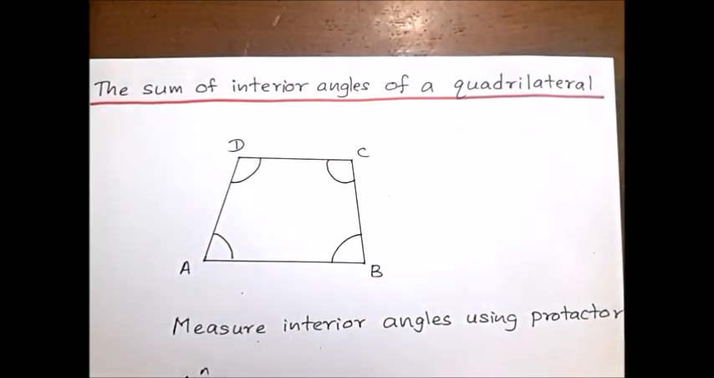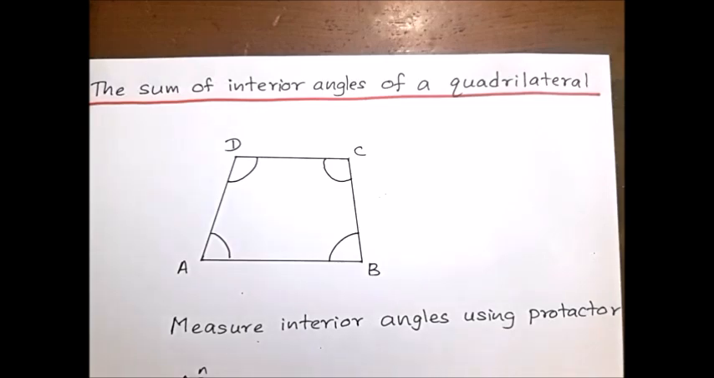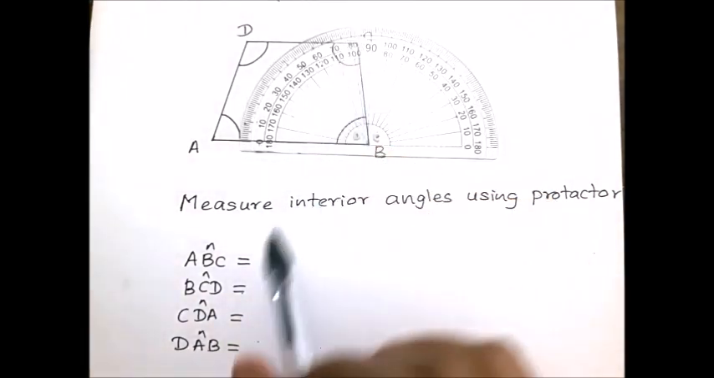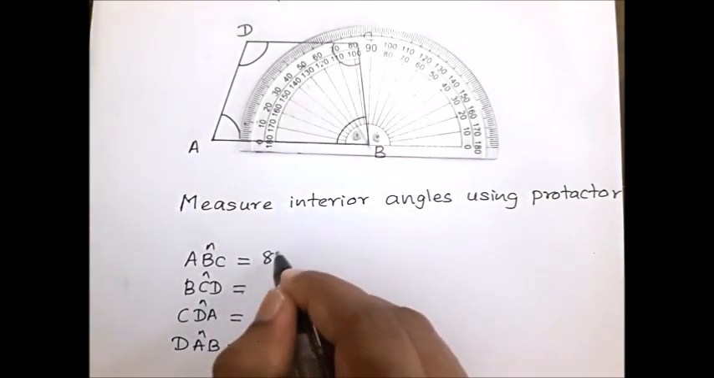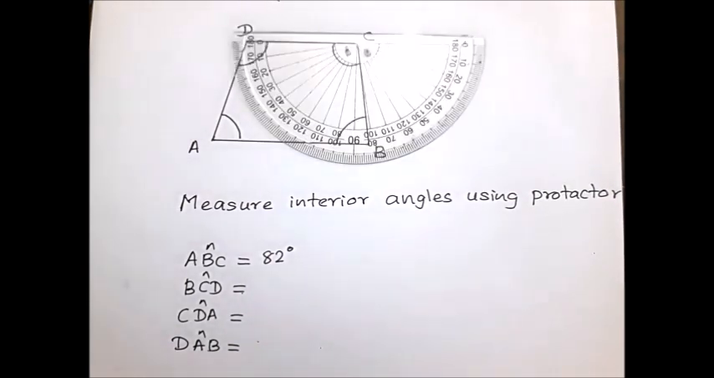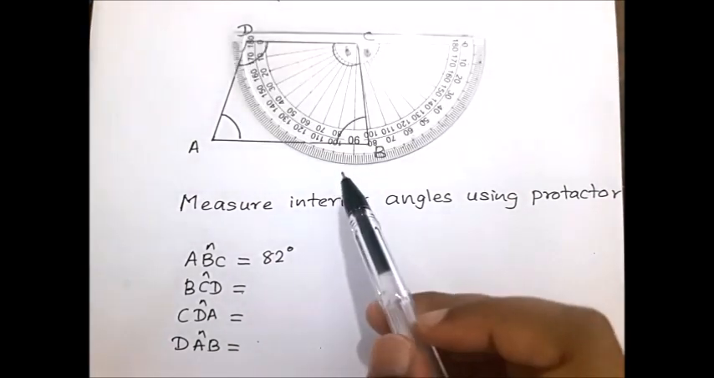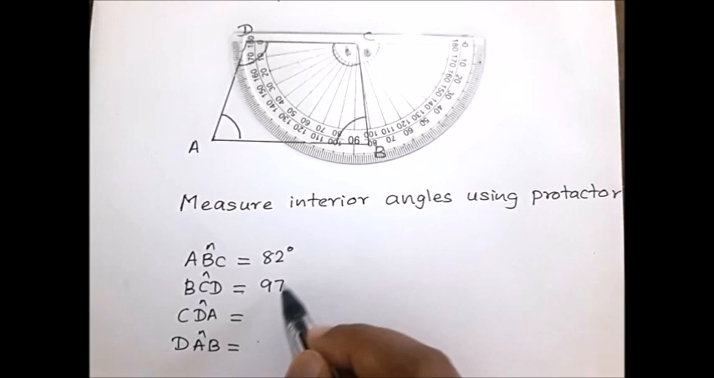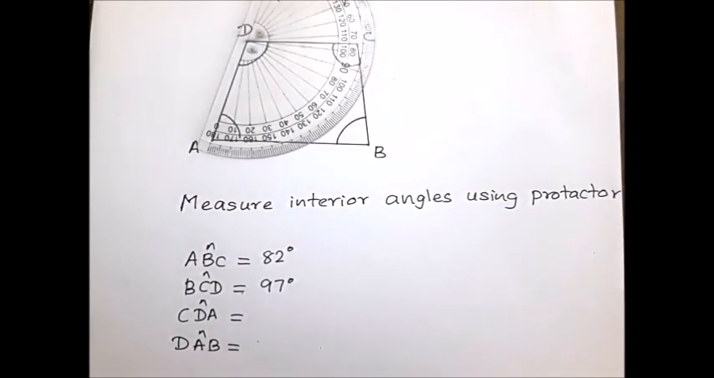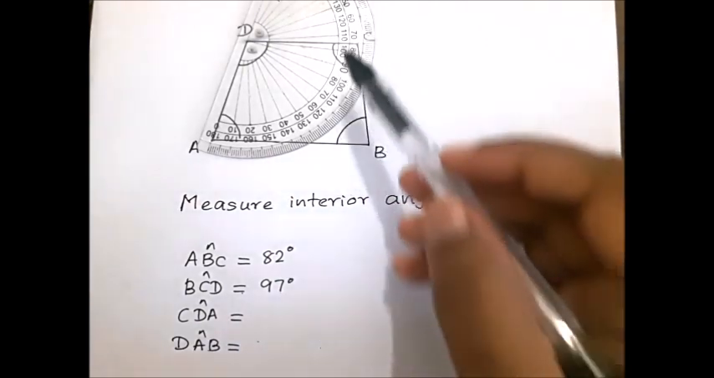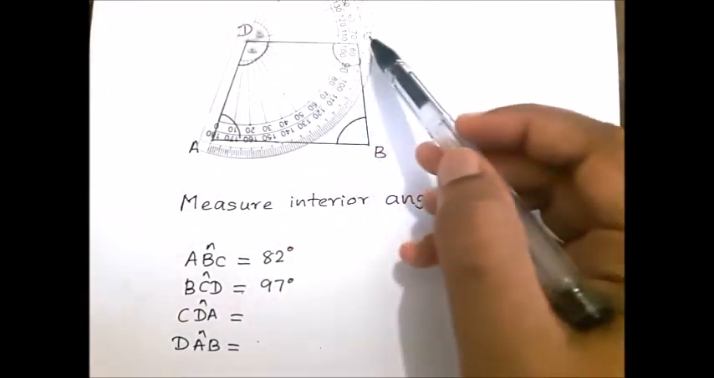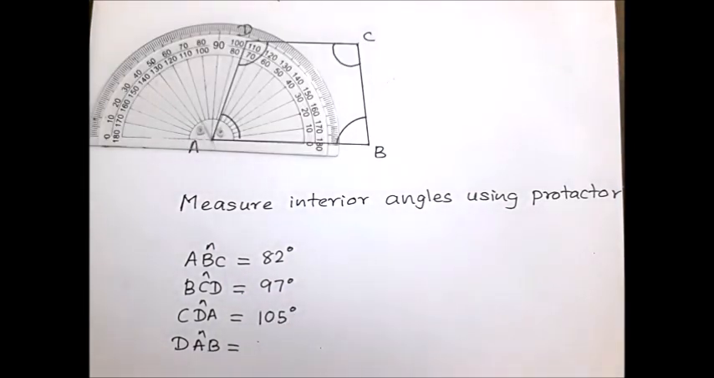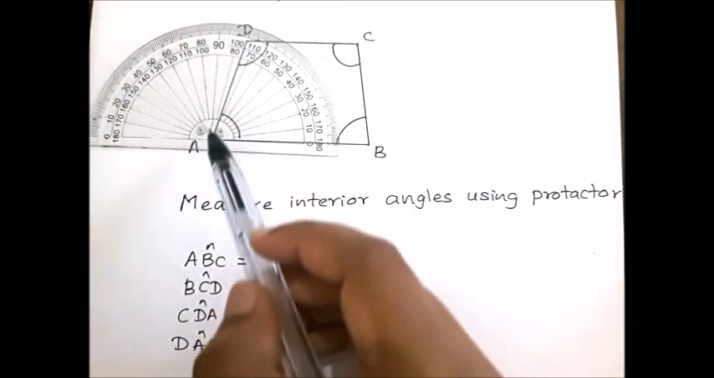Now you can measure these interior angles using a protractor. At first I am going to measure angle ABC. You can see it is equal to 82 degrees. Then I am going to measure angle BCD. It is equal to 97 degrees. Now I am going to measure angle CDA. It is equal to 105 degrees. Now measure angle DAB.